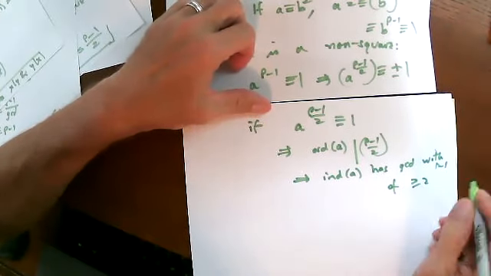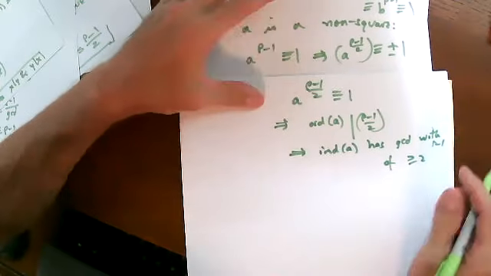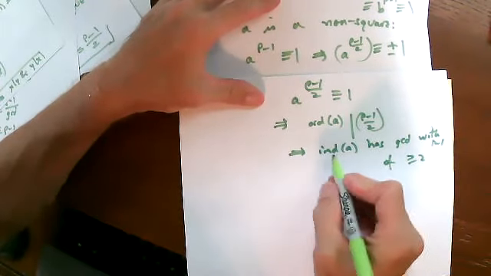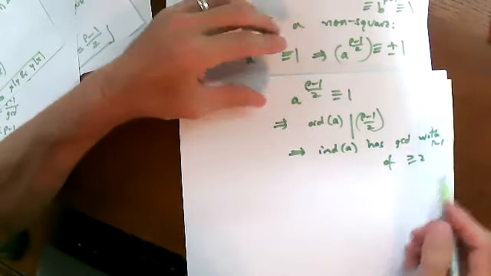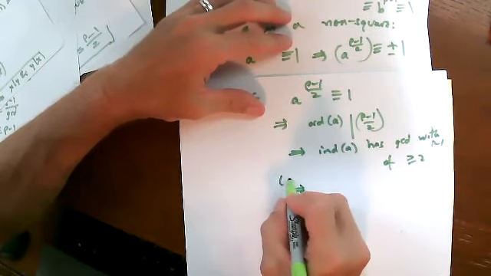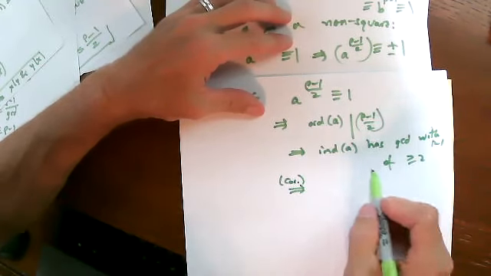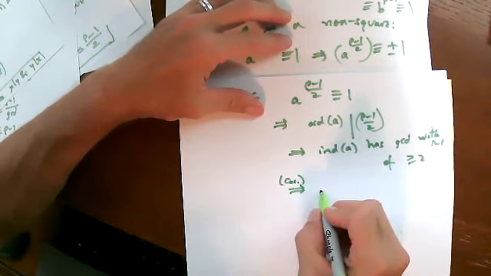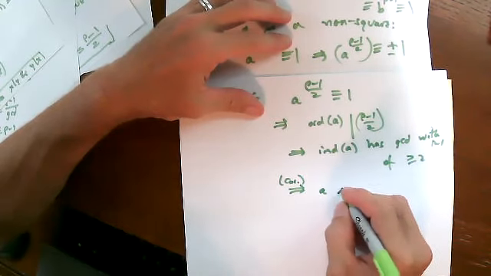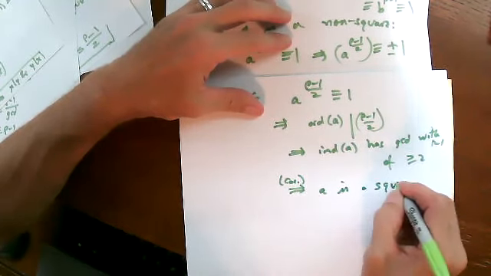I keep saying greater than or equal to 2. It's actually a multiple of 2. And therefore, now you know the index is even. And because of the corollary that I just had, now that you know that the index is even, that implies that a actually is a square mod p.